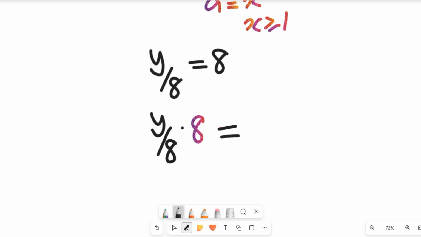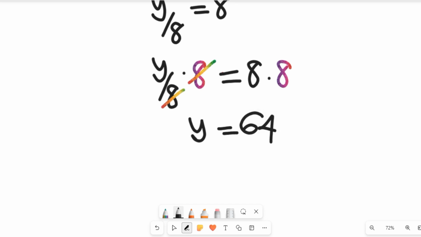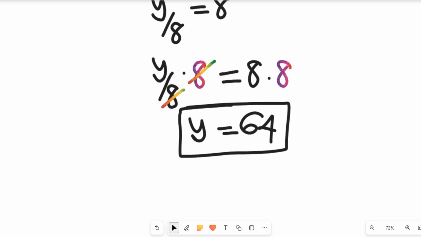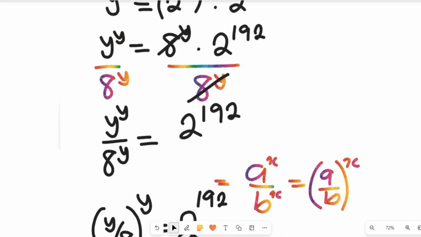equal to 8 multiplied by 8. So this expression will now give us, as this clears, a value of y equal to 64. So the value of y that satisfies the exponential equation given to us up there is equal to 64.